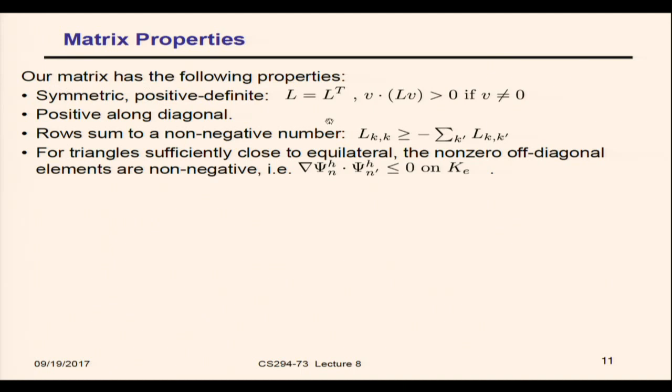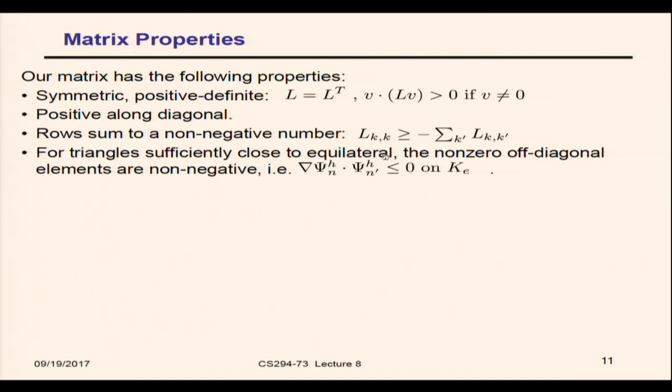It's positive along the diagonal. Rows have to sum to a non-negative number. That's kind of a consistency condition. And if the triangles are sufficiently close to equilateral, the non-zero off-diagonal elements are non-negative, each individually. The sum of them sums up to a non-negative number, satisfying that inequality.